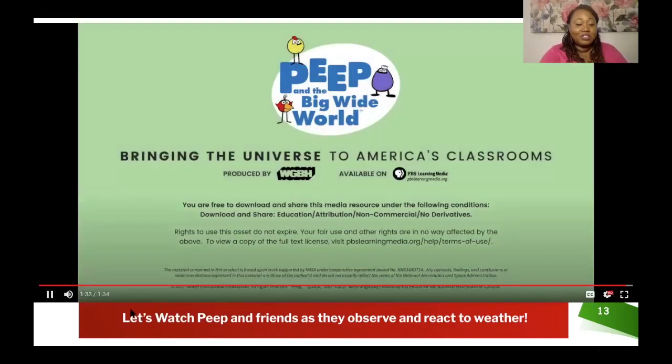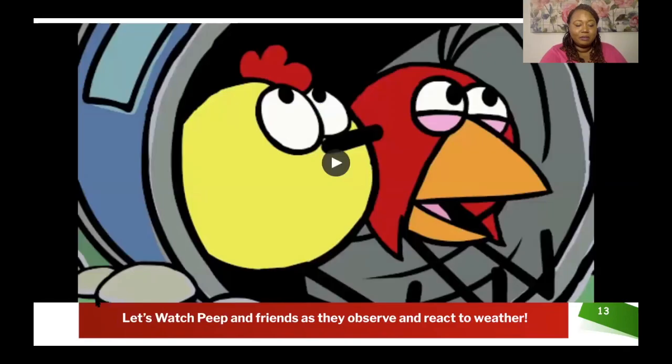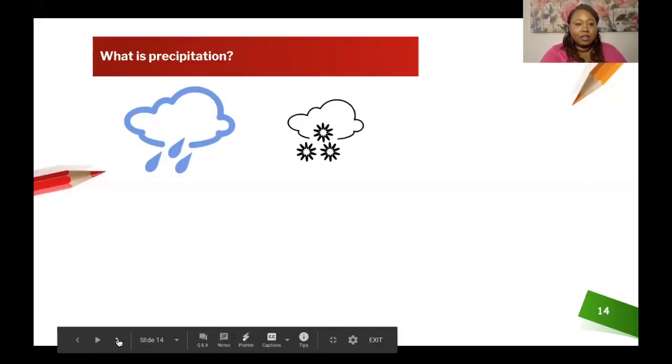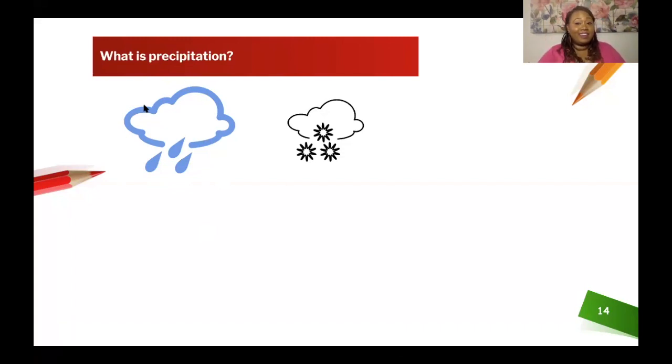Wow, I enjoyed learning so much with Peep. Let's continue on with our next word, which is precipitation. And what is this right here? Can you yell it out? If you said rain, you are correct. What about in this photograph? What is this? Can you yell it out? If you said snow, you are correct.